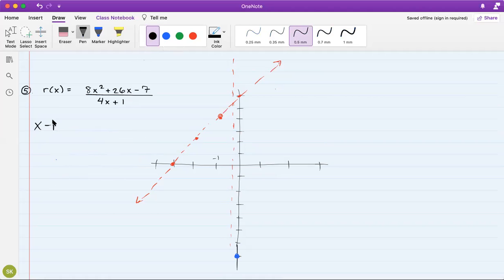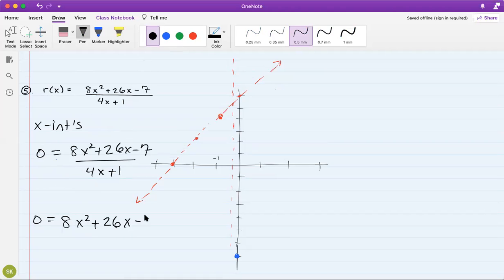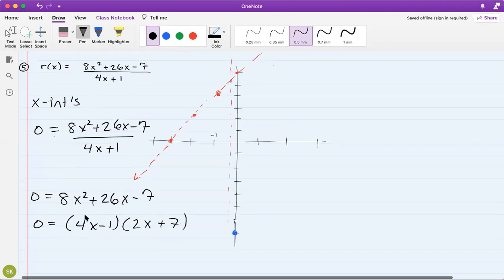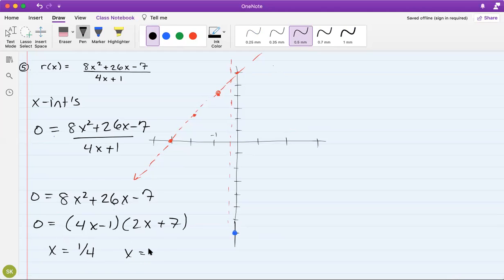So x-intercepts are next. So we set this equal to 0, and we get 8x squared plus 26x minus 7 over 4x plus 1. Multiply by 4x plus 1 to get rid of that denominator. And this is where that factored form comes in handy. We said that this factored into 4x minus 1 times 2x plus 7. Again, you can FOIL that out to double check that this is equal. And you can see that x is equal to 1/4, and also x is equal to -7 over 2, which is -3.5.